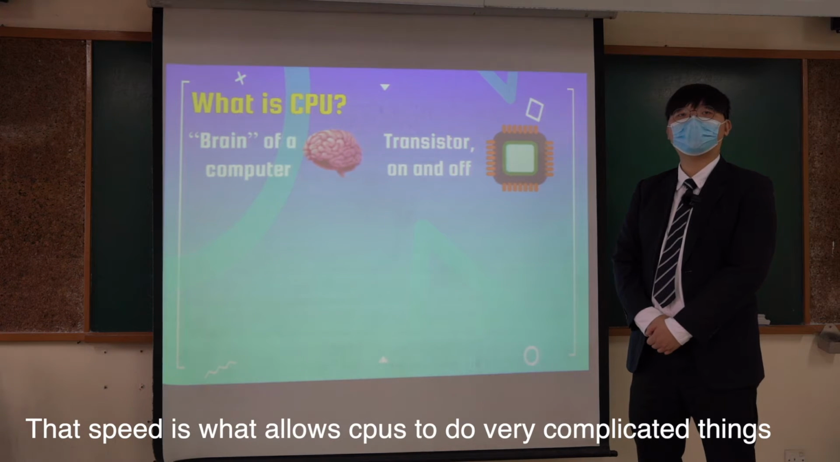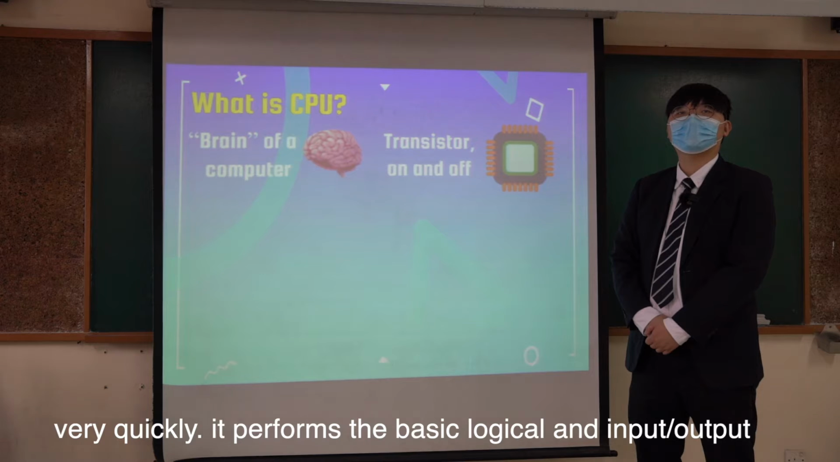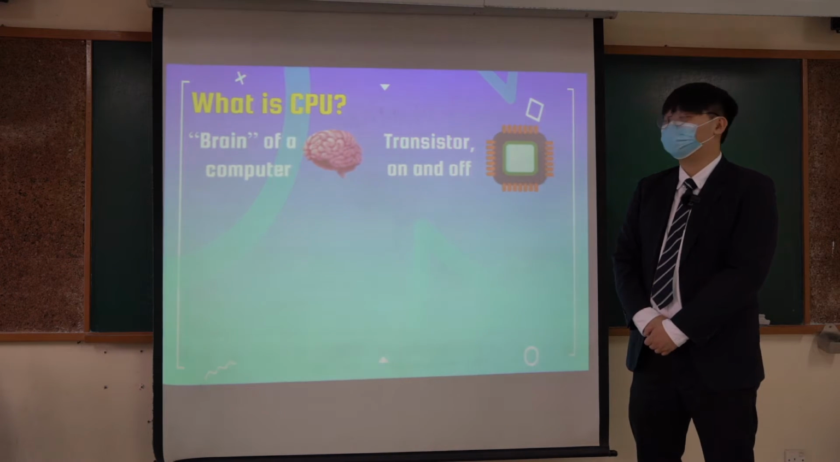That speed is what allows the CPU to do very complicated things very quickly. It performs the basic arithmetic, logical, and input or output operations of a computer system.